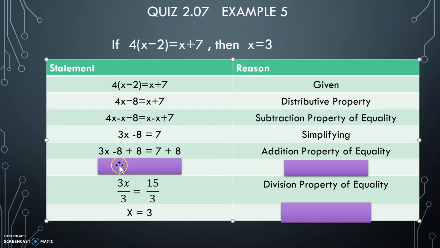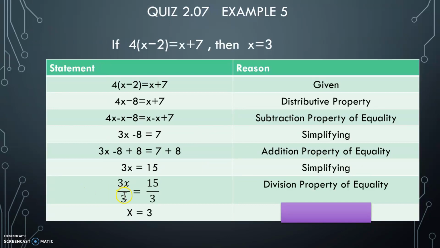Once we add 8, we have 3x equals 15. And that is simplifying. And then we divide by 3 on both sides, the division property of equality. And we end up with x equals 3. And that is because we were simplifying.